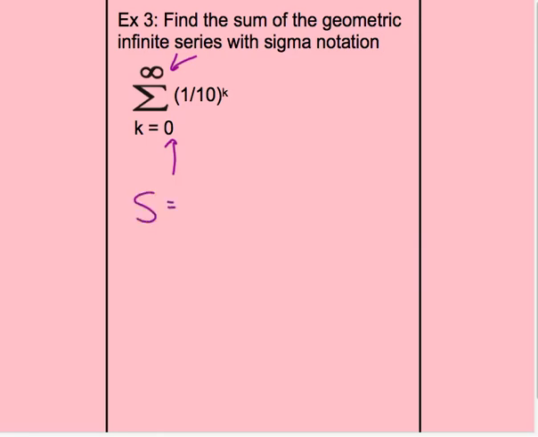So same process. Our sum is t sub 1 over 1 minus r. When we put 0 in for k, we get 1. Anything to the 0 power is 1. And the common ratio, as you can tell, the base of our exponent is 1/10. So 1 minus 1/10. I'm going to use the fraction again. 10/10 minus 1/10 is 9/10. And when you multiply by the reciprocal, you get 10/9. If you were to punch that into your calculator using the original formula, you would get a decimal of 1.1 repeating.